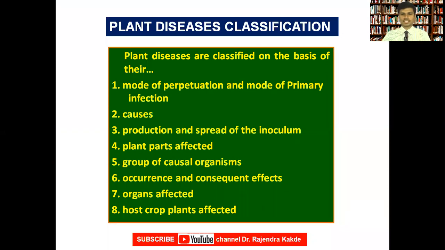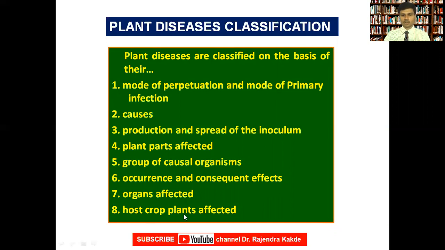Plant diseases are classified on the basis of their mode of perpetuation and mode of primary infection, causes, production and spread of the inoculum, plant parts affected, and group of causal organism, that is, which group of organism infects the host plant. Based on that aspect, the plant disease is also classified, whether it may be bacteria, fungi, viruses or nematode. Then next, occurrence and consequent disease effect, and organs affected, that is, which organ gets affected after the attack of the pathogen. Based on that aspect also, plant diseases are classified.